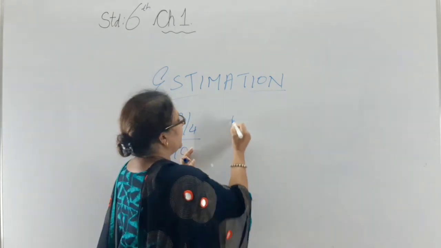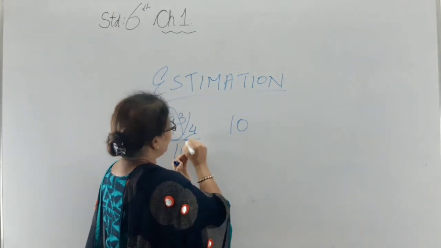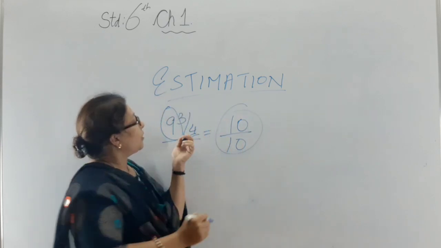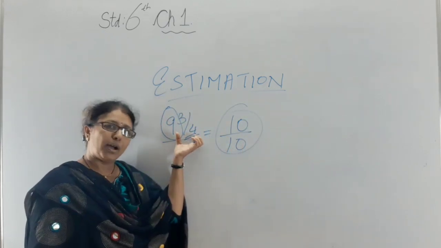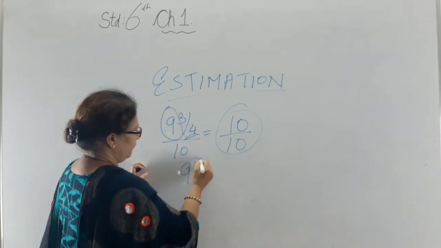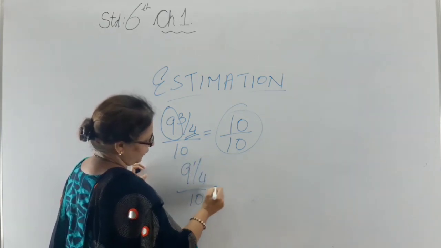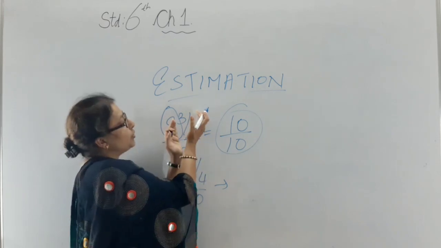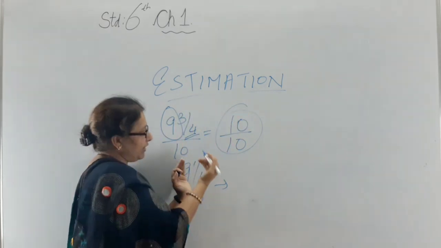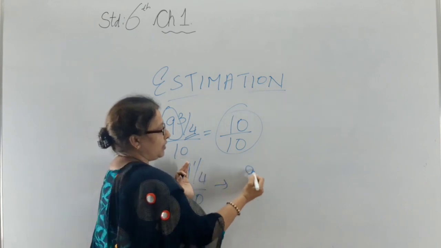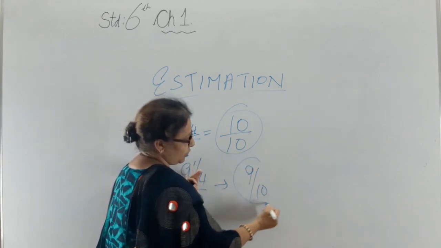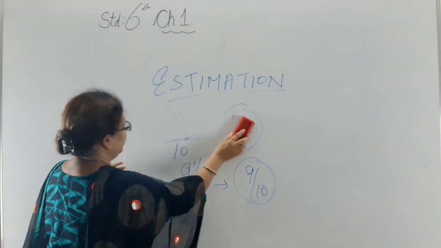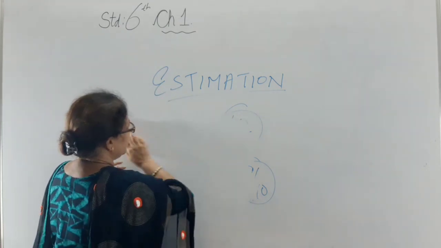So, what we do? By rough calculation, this 3/4 mark we make it 10 out of 10 because I have got 3/4 mark. But if I have got 1/4 mark, then what we do? As 1/4 is a lesser part, 3/4 is away from 9 and 1/4 is near to 9. So, it will come to a round figure of 9 out of 10. Now, I'll explain to you in detail what estimation is.